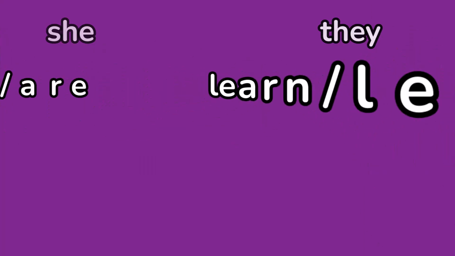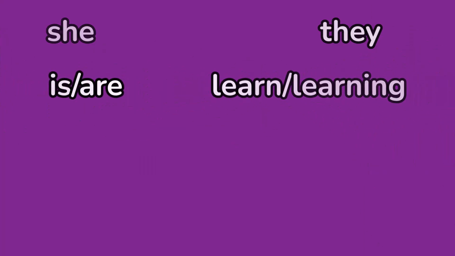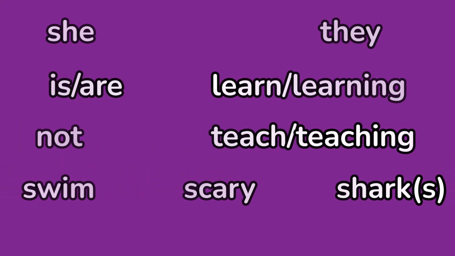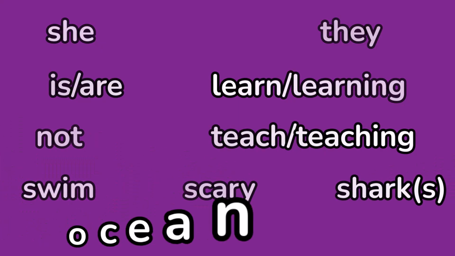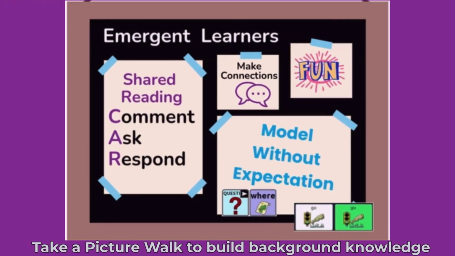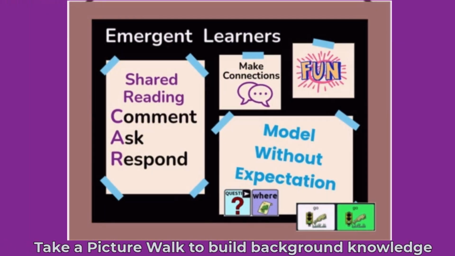Words to model during this read-aloud story include she, they, is, are, learn, learning, not, teach, teaching, swim, scary, shark, sharks, and ocean. Of course, feel free to model other words either instead of or in addition to these words. Most of all, have fun.